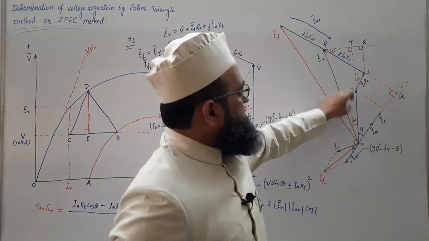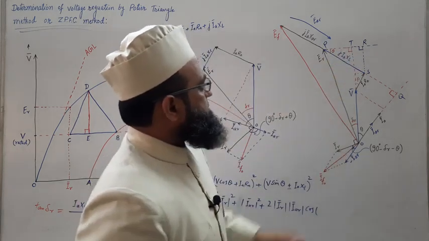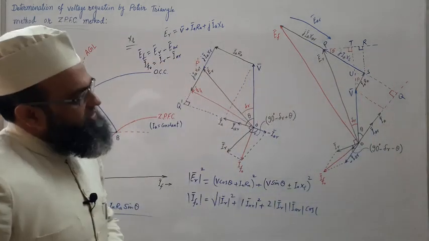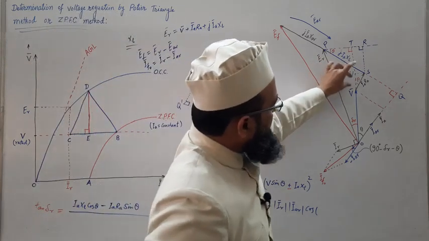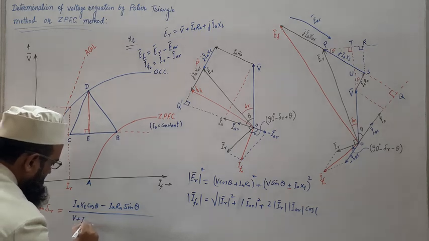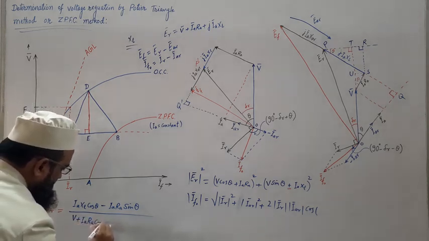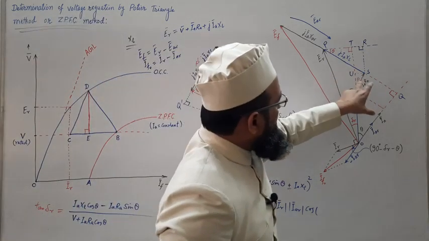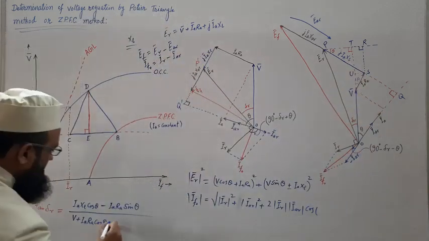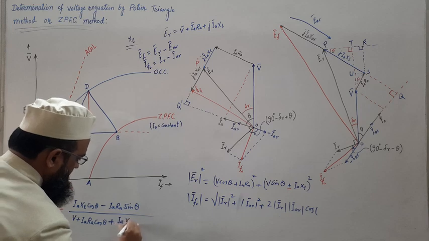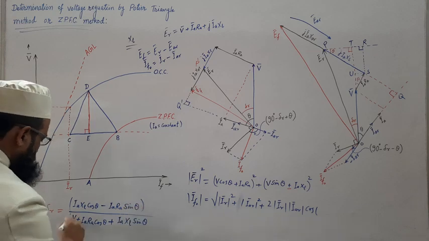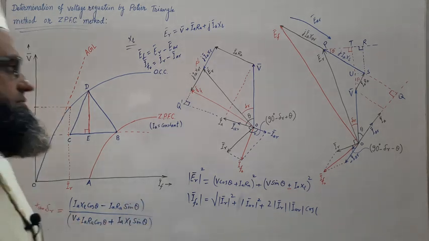OT will be V plus this plus this. Let us say this U. So OT will be OV plus this plus this. This is IA RA cos theta. I am writing here V plus IA RA cos theta. Check yourself. IA RA cos theta plus this will be IA XL sin theta, plus IA XL sin theta. Fine. This upon this for lagging power factor.